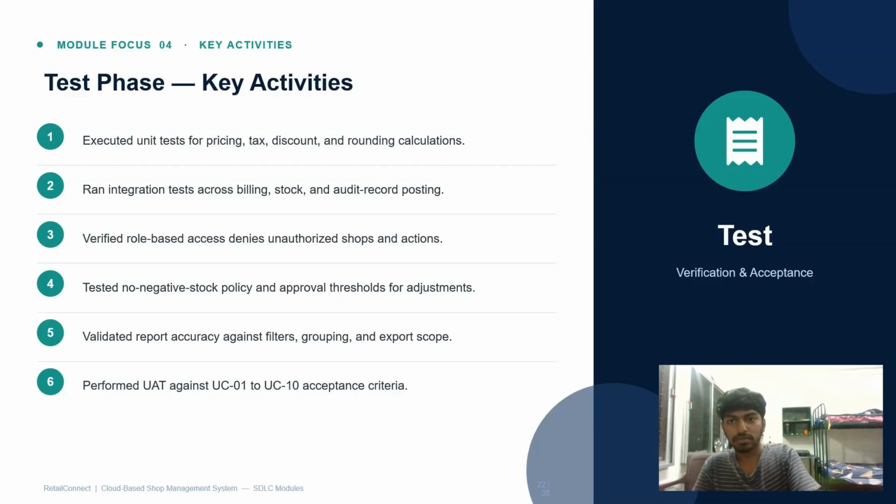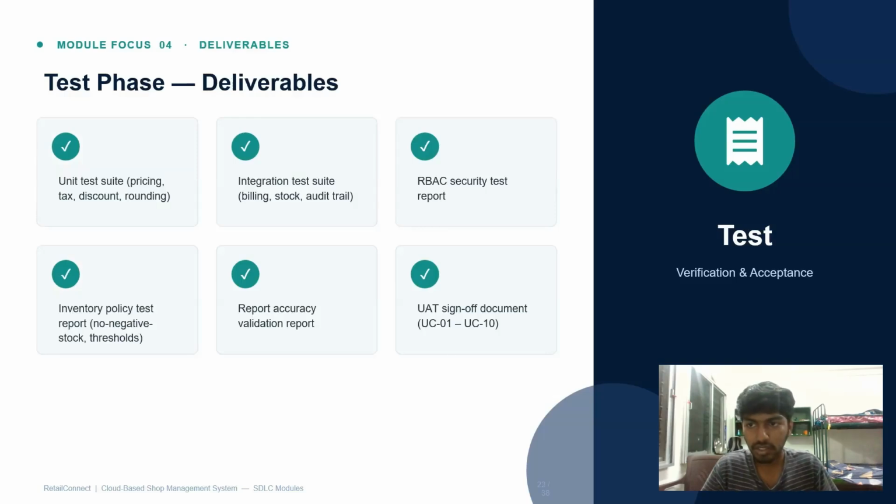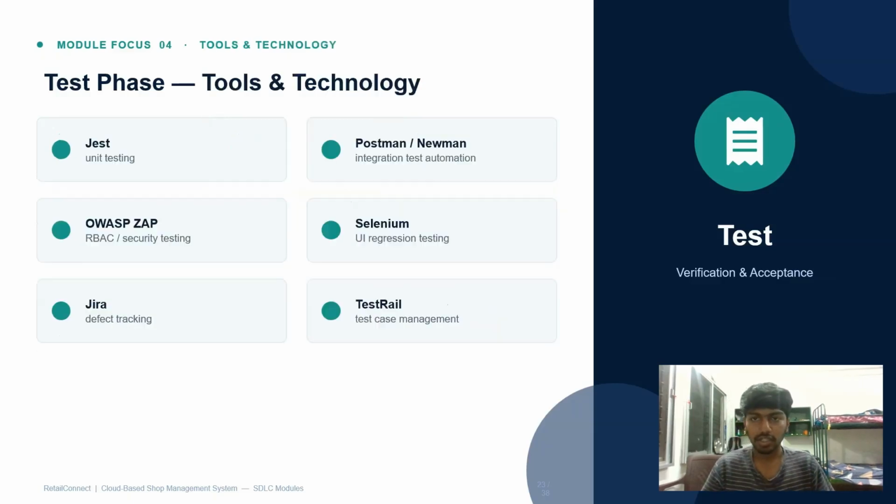So, what does this mean? The key activities: we ran unit tests for pricing, integration tests for billing, and fully validated our security and role based access rules. And the next, test phase deliverables are the unit test suite, integration test suite, RBAC security test report, inventory policy test report, report accuracy validation report, UAT sign off document. So these are all the deliverables that we produce: comprehensive automated test suites, security reports, and a formalized user acceptance testing sign off document. So next is the tools and technology.